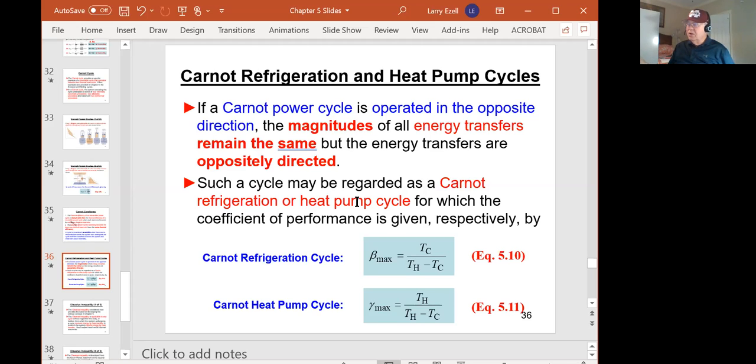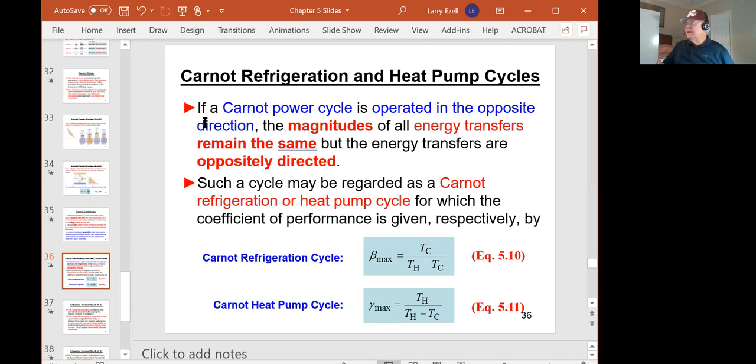So we went through the Carnot power cycle. Now we go through the Carnot refrigeration and heat pump. Adding Carnot just means that's the fully reversible maximum efficiency you can get out of this process between the two temperature ranges. Here's for an air conditioning or refrigeration system. Beta max is the reversible Carnot efficiency, strictly dependent on the temperature of the two reservoirs: TC over TH minus TC.